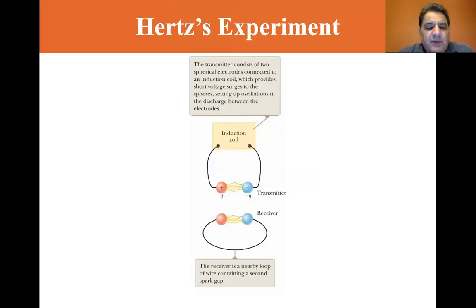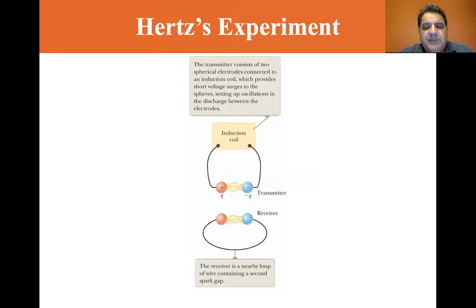Now, the receiver loop, placed several meters from the transmitter, has its own effective inductance, capacitance, and natural frequency of oscillation. So his experiment was evidence that radio frequency waves were generated and that they had properties similar to those of light waves. They differed only in frequency and wavelength. Waves of known frequency reflected off of a metal sheet and created standing wave patterns.